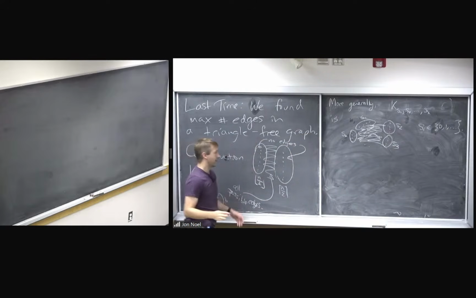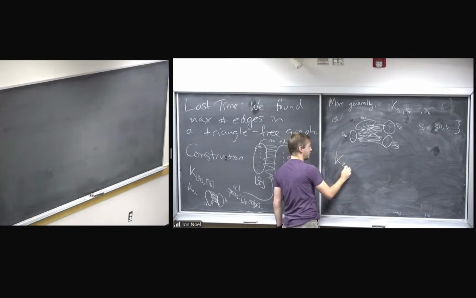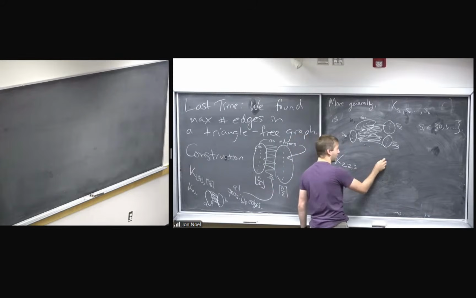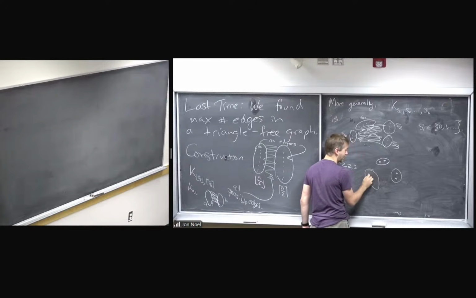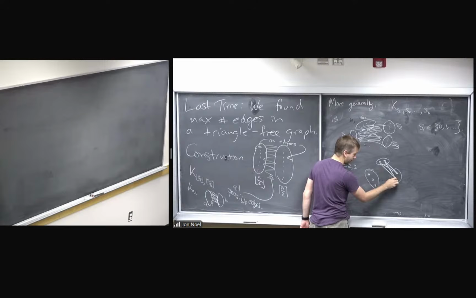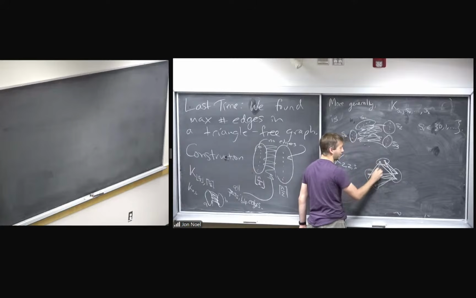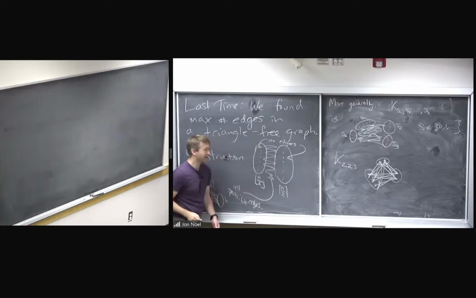So like, K_{2,2,3} would be like a class of size 2, a class of size 2, a class of size 3, and okay, at some point I draw so many edges you can't even really tell if I've done them all, but yeah, something like that.